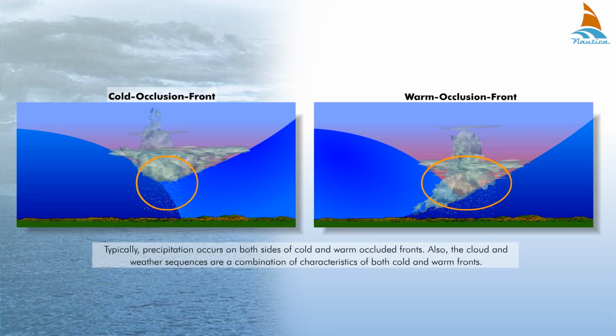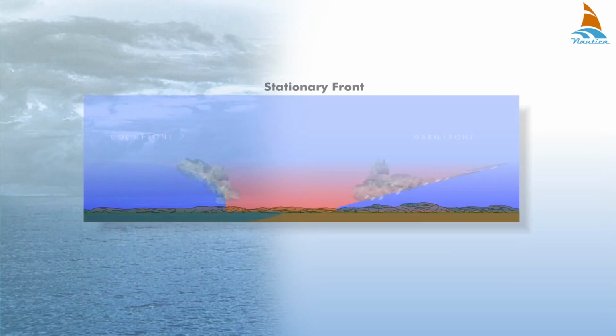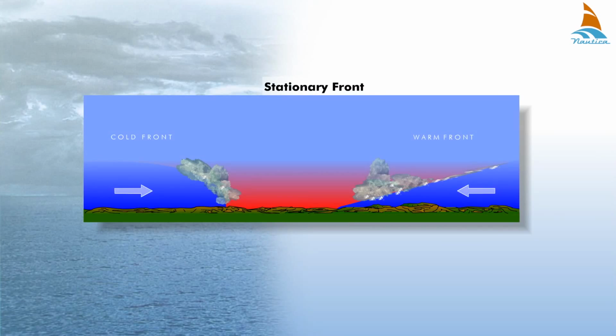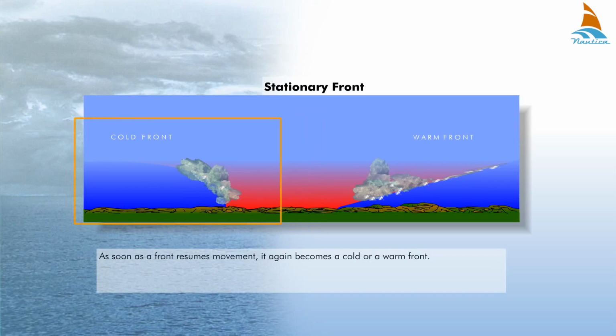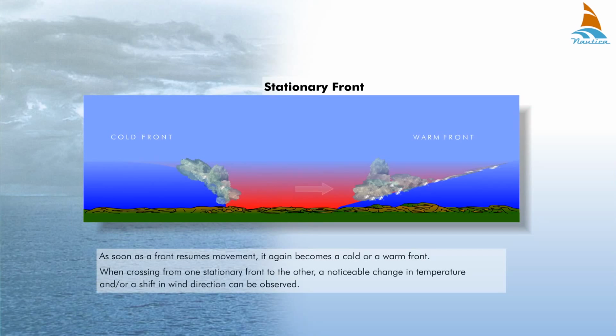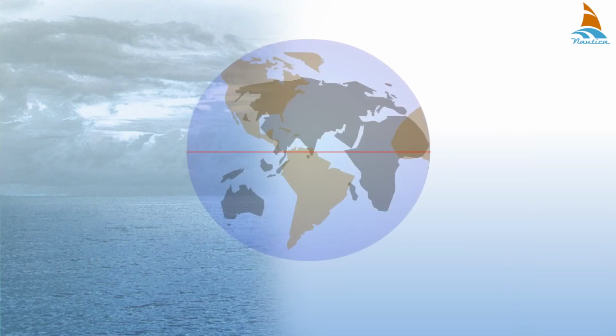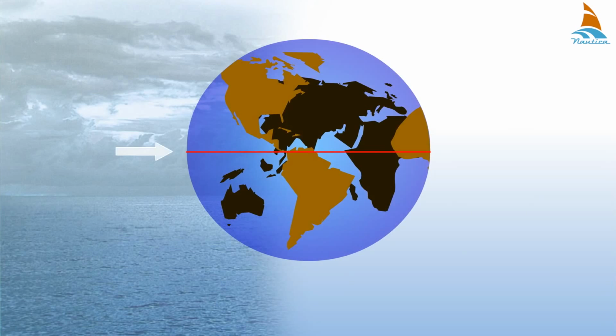Typically, precipitation occurs on both sides of cold and warm occluded fronts. Also, the cloud and weather sequences are a combination of characteristics of both cold and warm fronts. A stationary front occurs when a warm or a cold front stops moving. As soon as a front resumes movement, it again becomes a cold or a warm front. When crossing from one stationary front to the other, a noticeable change in temperature and/or a shift in wind direction can be observed.